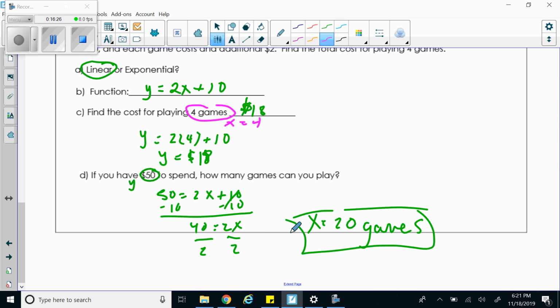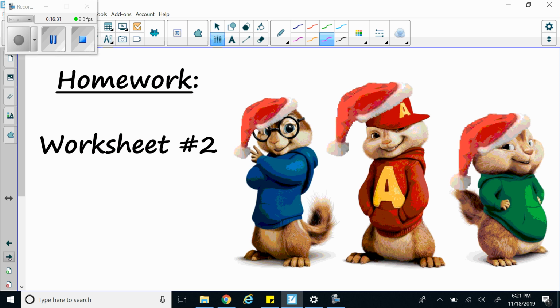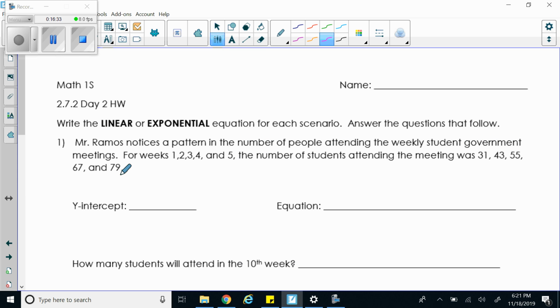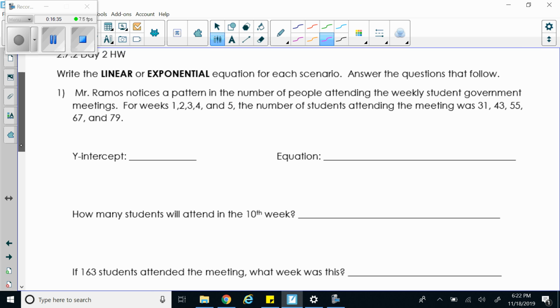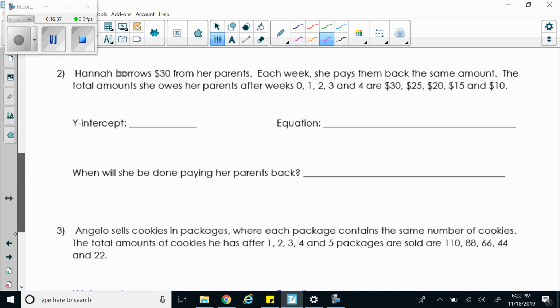All right, so what you're going to do right now is go up to the sub. Don't worry about that. And you're going to get worksheet number 2, which looks like this, day 2, okay? So what you're going to do, you're going to work through this, all right? The answers will be on Google Classroom.